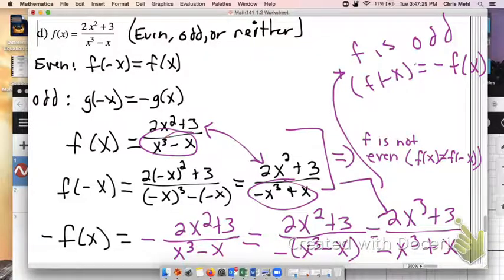Take a look in the textbook. They might do these examples in a slightly different way than I do it, but for the most part it's pretty similar.